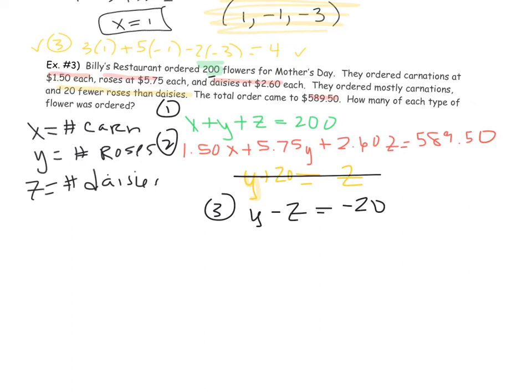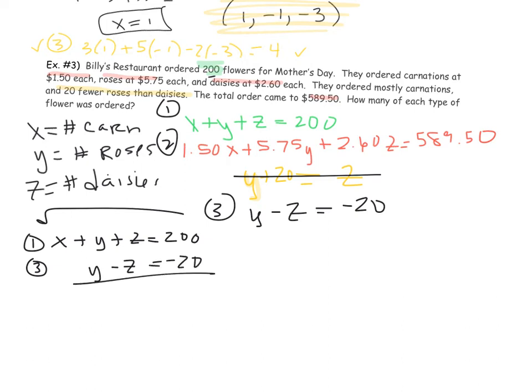Okay, so if we look at 1 and 3, it looks like the z's cancel right away. So why don't we put 1 and 3 together and eliminate z. We're really just going to add 1 plus 3, so we're just going to rewrite them. And this will be equation 4. So we will get x plus 2y, because the z's are gone, equals 180.